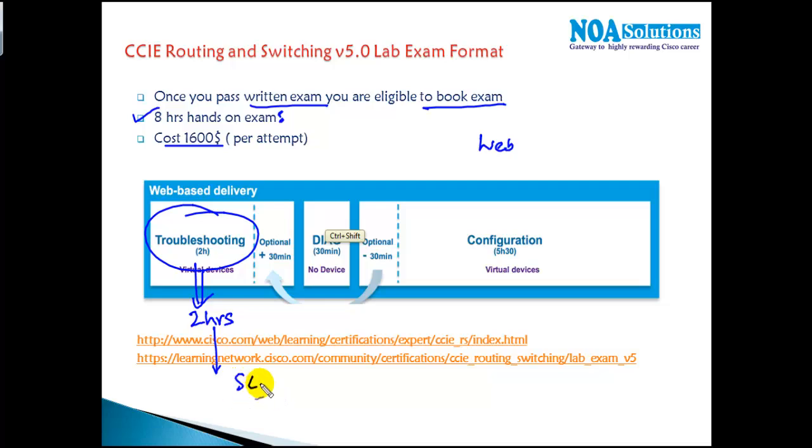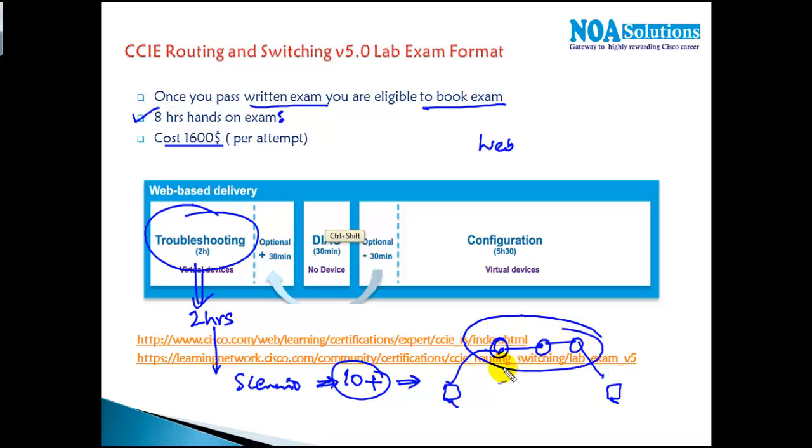You will be given some scenario, and based on that scenario you have to solve at least 10 plus questions. Probably somewhere around 10 questions will be given to you, and you have to score. You have to ensure that whatever the requirement given to you, let's say there is a computer here that is not able to access the other computer, you have some routers in between, and you might be using some different protocols.